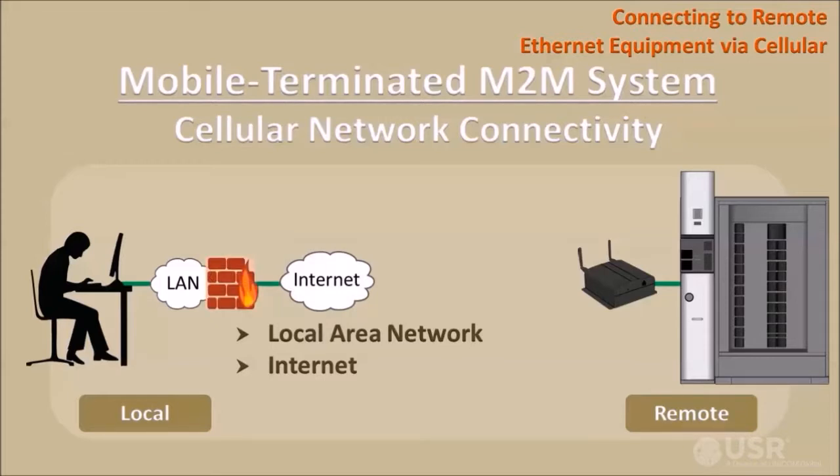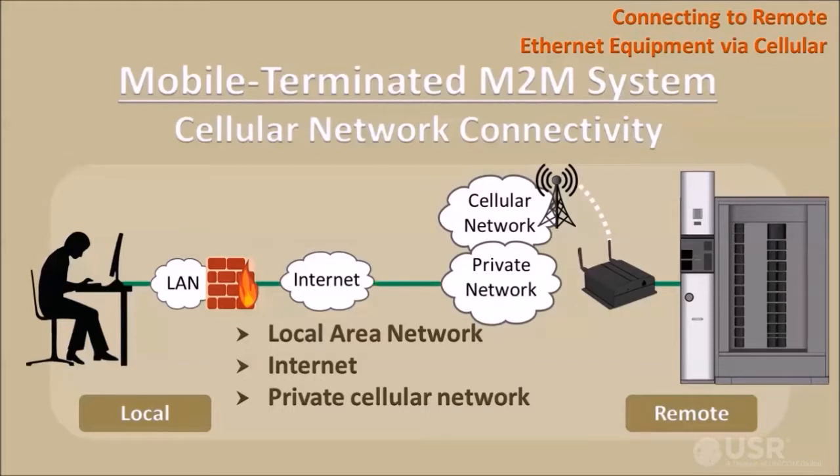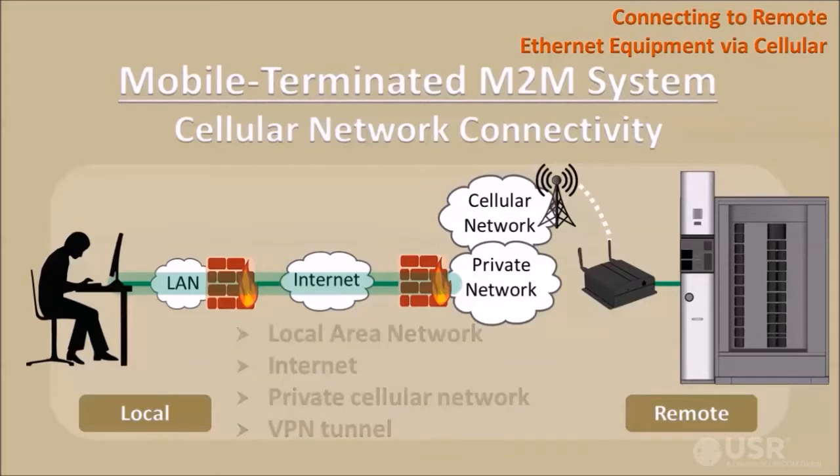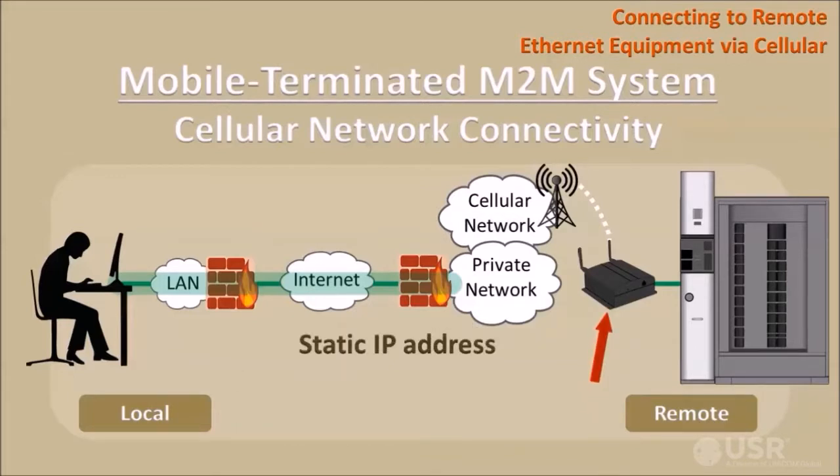The local area network will undoubtedly have a firewall to protect it from threats on the Internet. The cellular gateway will be connected to a private cellular network, which gives it access to the Internet. The private cellular network will also have a firewall to protect it from threats on the Internet. But the firewall also blocks connections from the terminal. So a VPN tunnel must be set up so the terminal can connect through the firewall and into the private cellular network. And the cellular gateway must be provisioned with a static IP address that never changes.